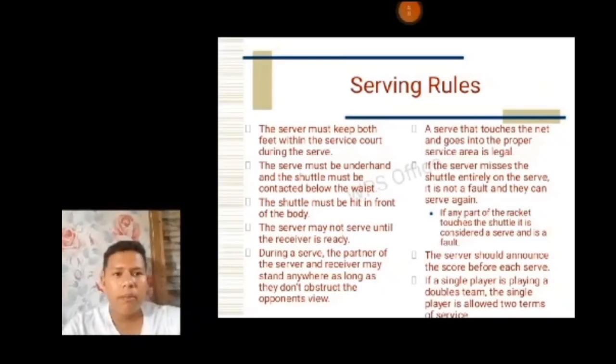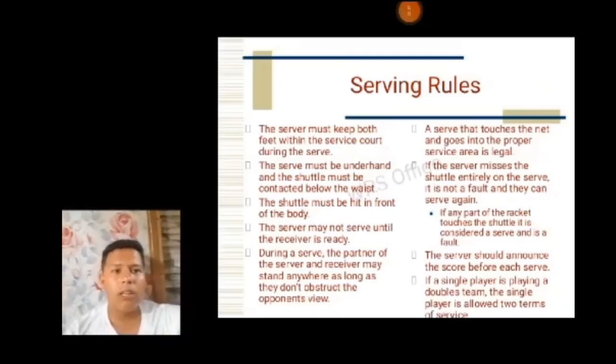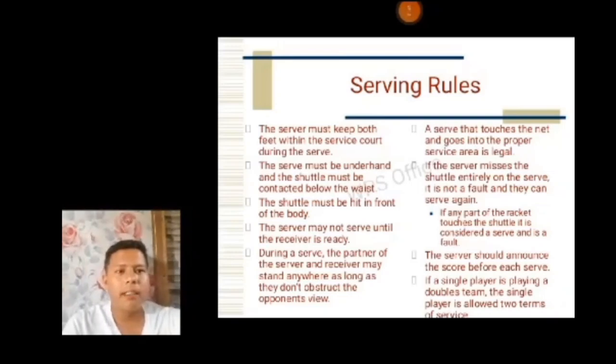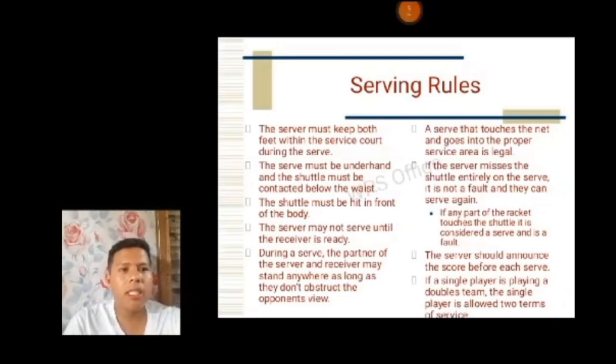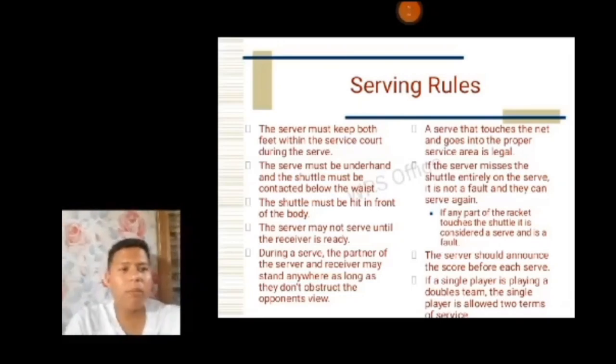During a serve, the partner of the server and receiver may stand anywhere as long as they don't obstruct the opponent's view. This is for the doubles category. And next, a serve that touches the net and goes into the proper service area is legal. So if your shuttle touches the net and lands in the opponent's court, it scores.